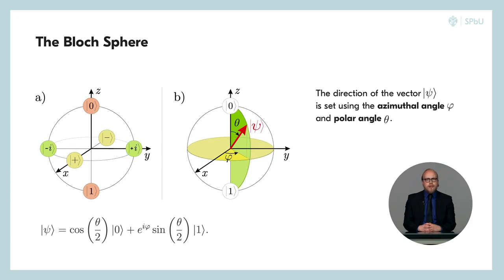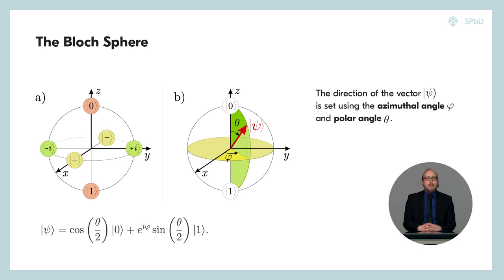In the picture that you see on the slide, the red arrow indicates the state vector of the qubit psi. The polar angle theta is counted from the z-axis in the direction of the psi state vector and takes values from 0 to 2 pi. The azimuth angle phi is counted from the x-axis in the direction of the projection of the state vector psi on the xy plane and also takes a value from 0 to 2 pi.